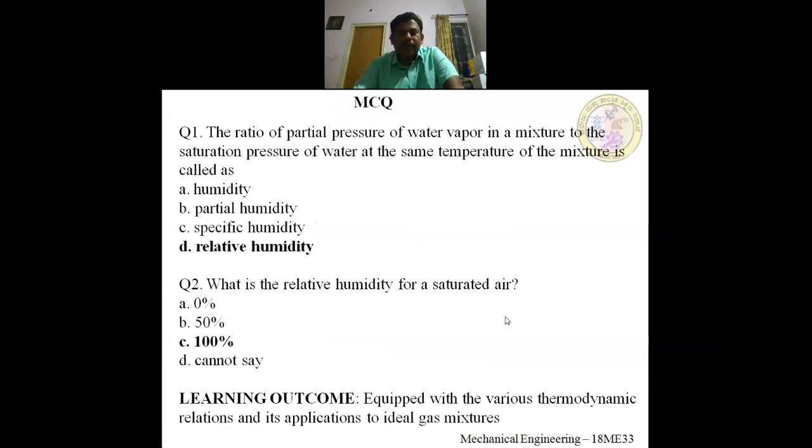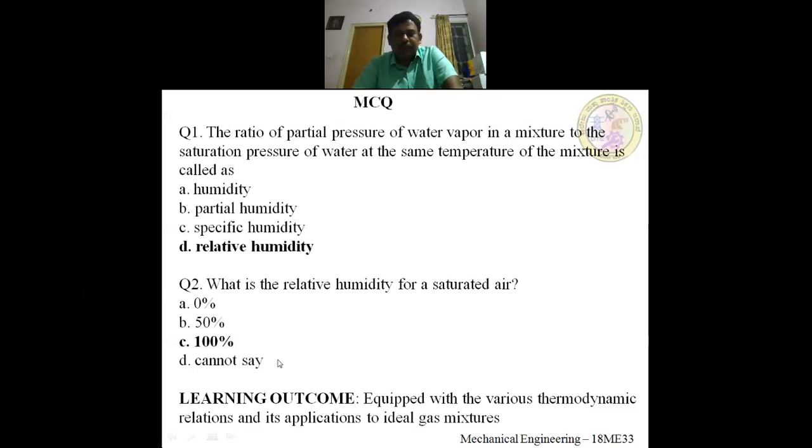Next, we will go to the multiple choice question. First one: the ratio of the partial pressure of water vapor in the mixture to the saturation pressure of water vapor is nothing but what? Relative humidity. Option D is the correct answer. PV by PS is relative humidity. What is the relative humidity for saturated air? It's 100%, because PV will be equal to PS. PS by PS will be 1, multiplied by 100. In terms of percentage, it will be 100%.